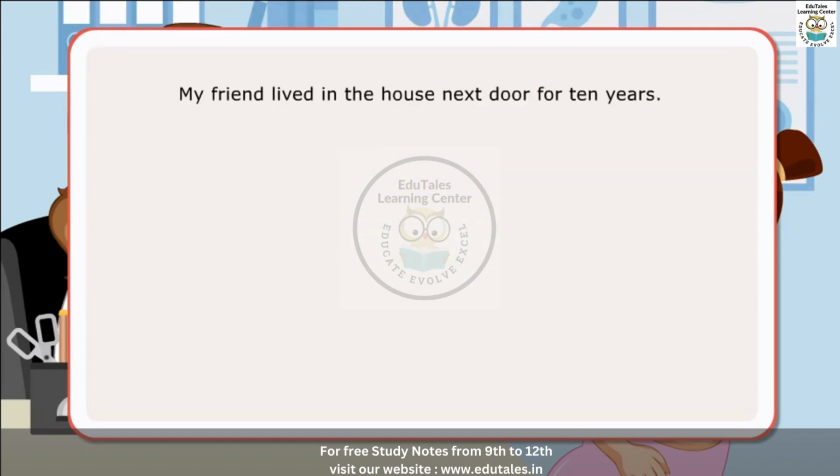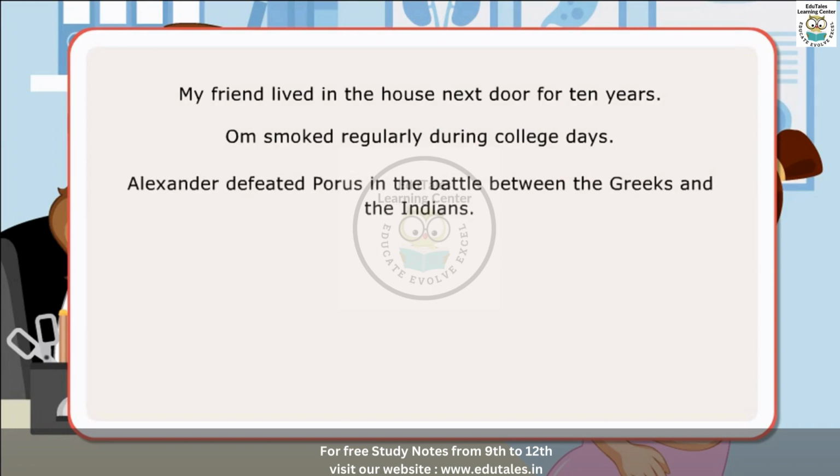My friends lived in the house next door for 10 years. Om smoked regularly during college days. Alexander defeated Porus in the battle between the Greeks and the Indians.